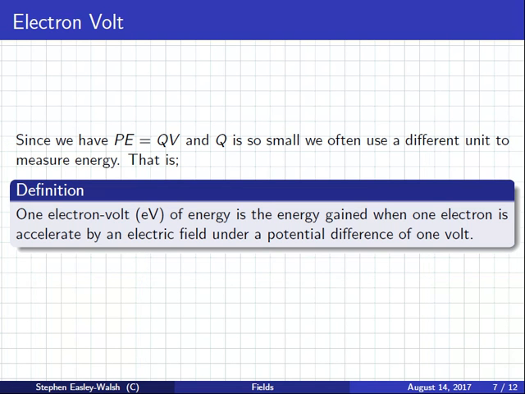1 electron volt is the energy 1 electron has when it's put into a field of potential difference 1 volt, and it accelerates then. So if you can, write this definition down for sure.